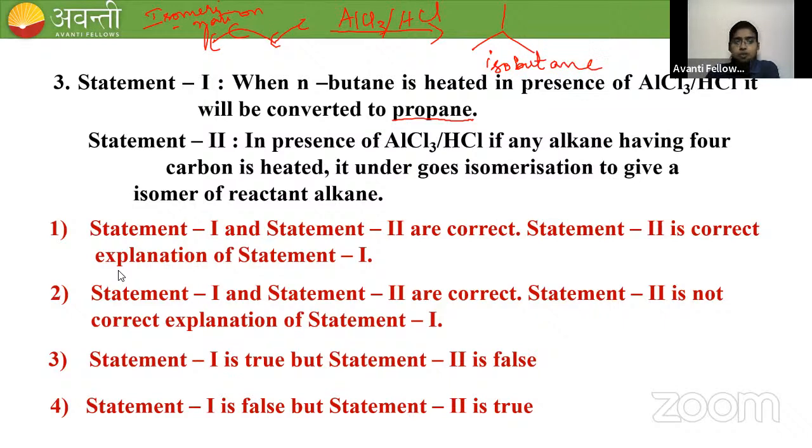Coming to statement 2, in presence of this catalyst, any alkane having 4 carbon, if it is heated, it undergoes isomerization to give an isomer of the reactant alkane. Yes, it will give the isomer of the reactant which we took on treatment with AlCl3 and HCl. So statement 2 is correct. So 1 is false and 2 is correct. So that is the correct answer for this question. Okay.